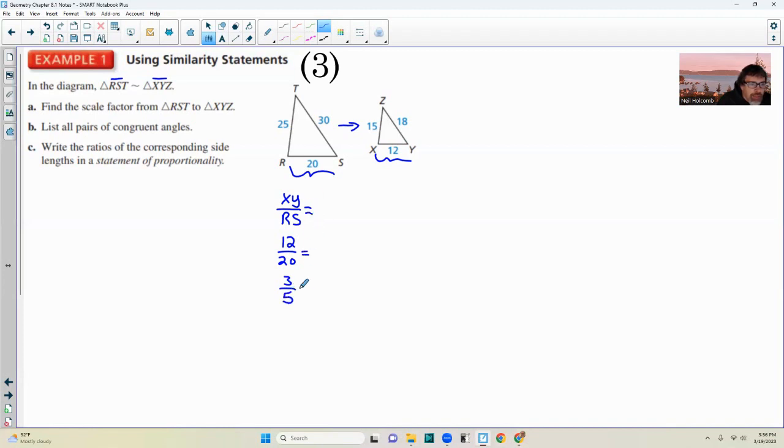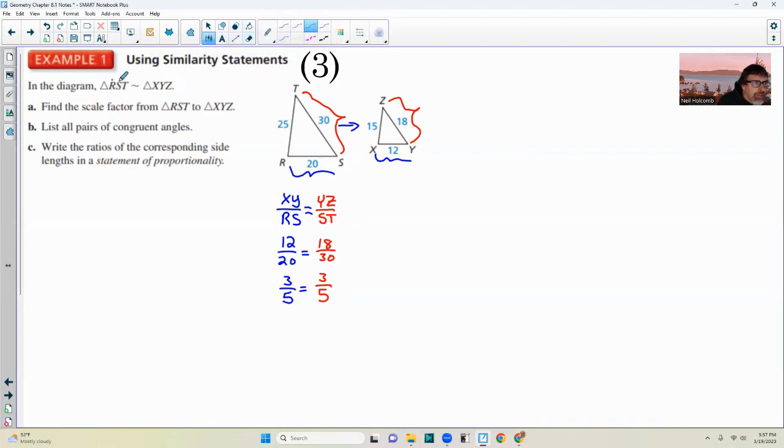Let me change colors now. Now we have ST and YZ. Here is ST, and here is YZ. Again, we're putting the smaller one on top. So YZ over ST, which is 18 over 30, and 6 goes into 18 3 times, and 6 goes into 30 5 times. So notice they're equal.